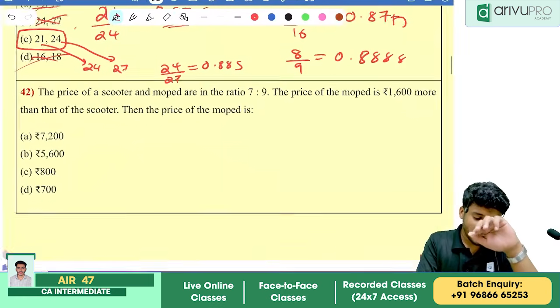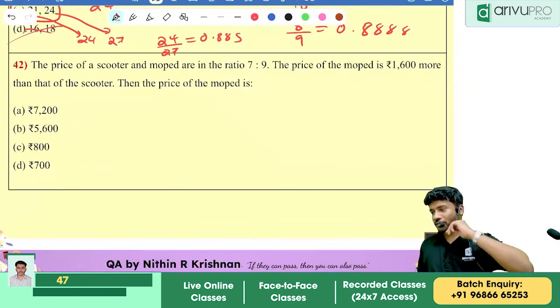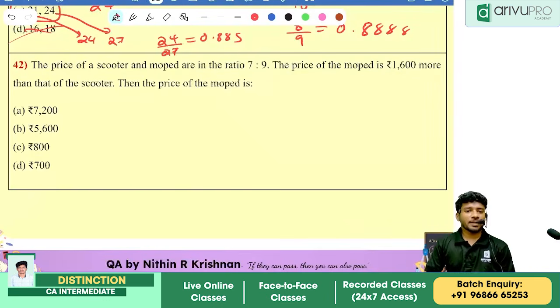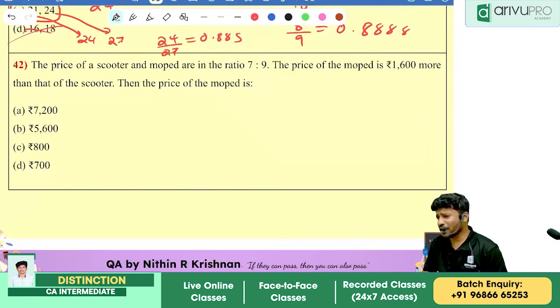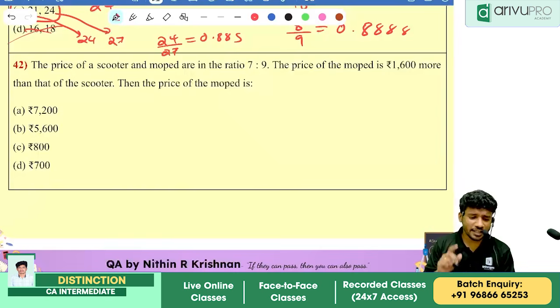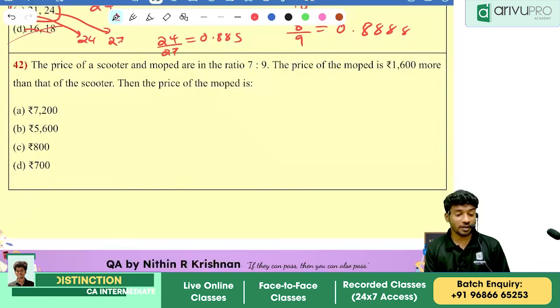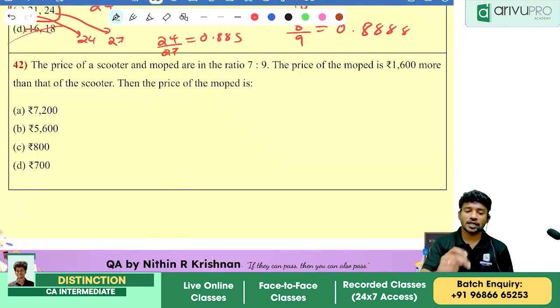Now, look at this. One of the most repeated questions. MTP question, RTP question, everywhere this question is there. ICAI likes this question. I don't know if it will get repeated again, but still, one of the best questions. Get me the answer. Timer starts now.